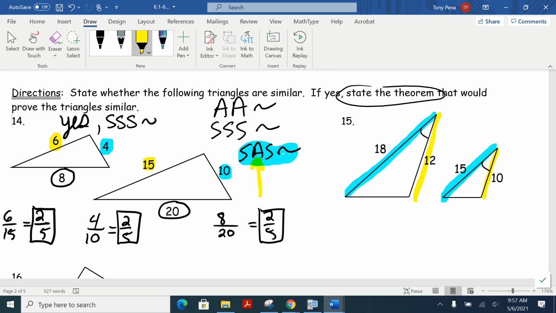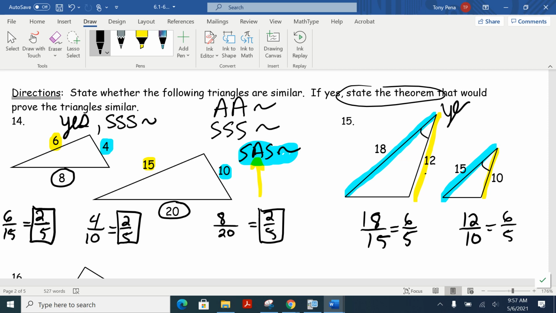So now all we really need to identify is, is the 18 compared to the 15 going to give you the same scale factor or ratio that the 12 to the 10 would give us? And if they do, then we're good. So yeah, 3 goes into both of those, and you can do this on your calculator too, if you don't know that. That's a 6/5. 2 goes into both of these. It goes into 12 6 times, 10 5 times. So this is also a yes, and this would now be the side angle side statement.